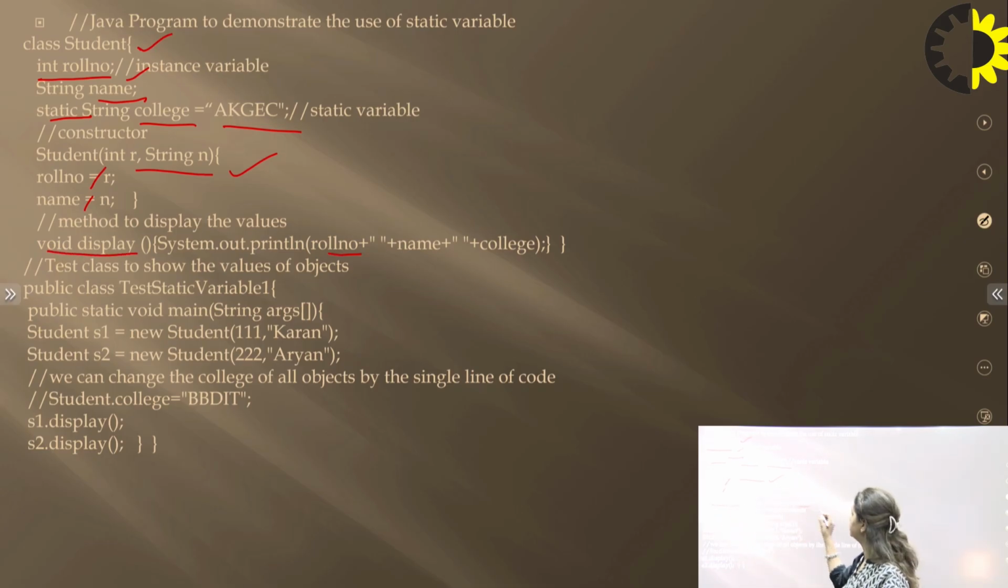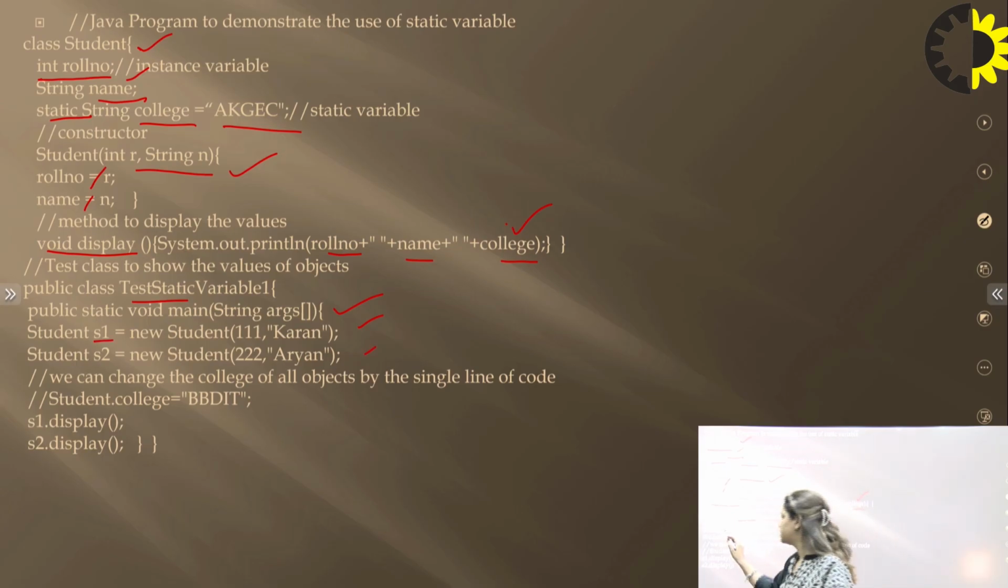Here we are printing the name, college and the roll number of a student, where the college is a static variable. Now let's have a look at another class we have created, named TestStaticVariable, which is a main method class, and we are declaring a main method inside it. In this class we have created two objects.